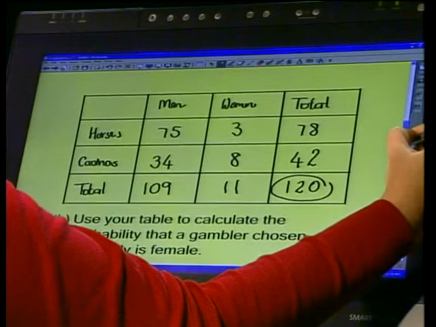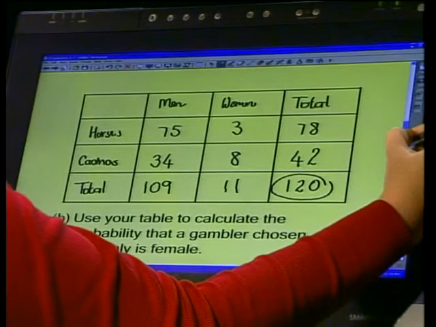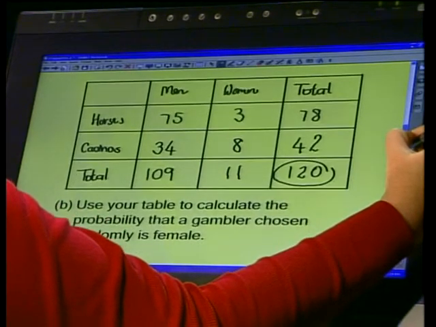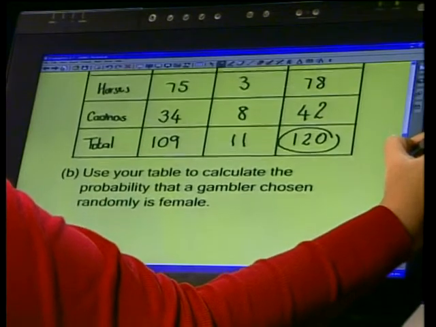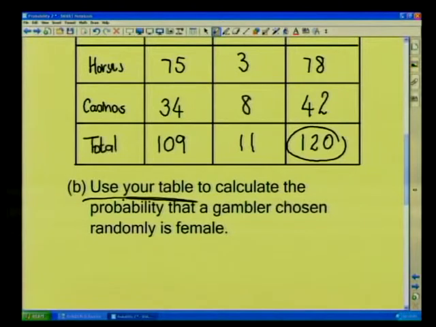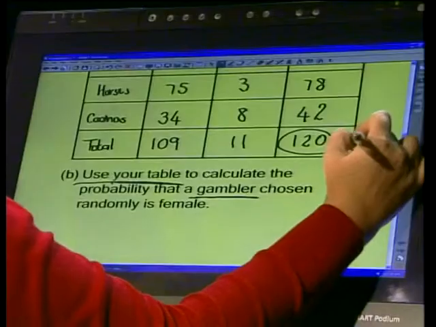Right, now that was the easy part. Now you have to answer some questions about these calculations. So you're now going to use your table, so don't make up your answers. You're going to use the information that you've already got in your table to calculate the probability that a gambler chosen randomly is female. They're talking about gamblers, so they're talking about the whole group.